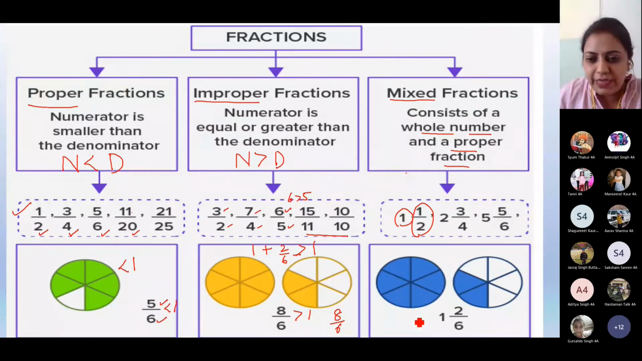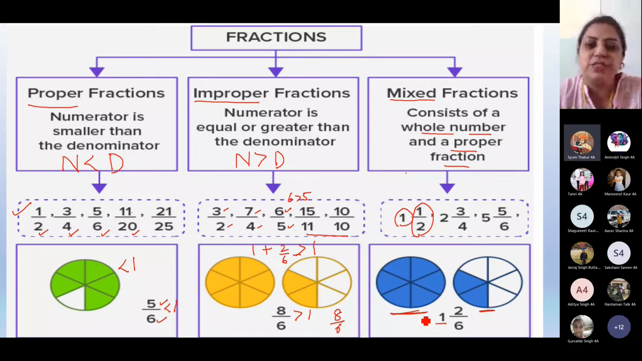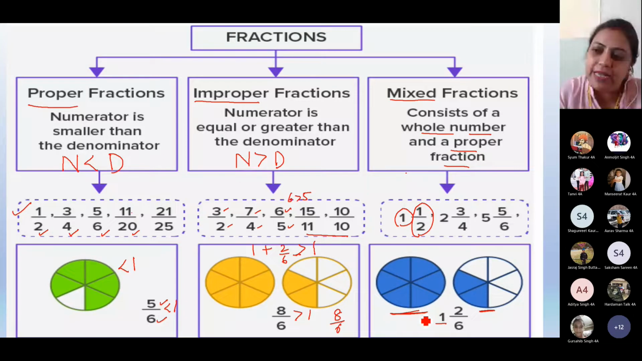Now look at the example given. Here we have one complete whole and two parts out of given 6 parts. So it is 1, 2 by 6. Yes, improper fractions and mixed fractions are the same. The thing is how we represent it. We can represent that fraction as improper fraction and we can represent the same fraction as mixed fraction.